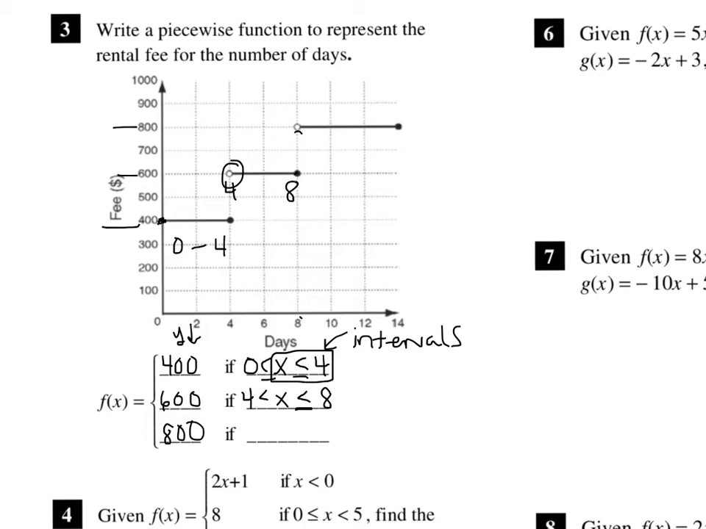Last one, this is between 8 and 14. So 8's the low number, 14 is the high number. X goes in the middle. Signs always point to the left. This one does not get an equal sign, but the one by the 14 does.